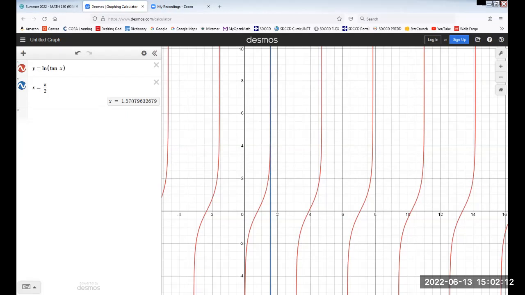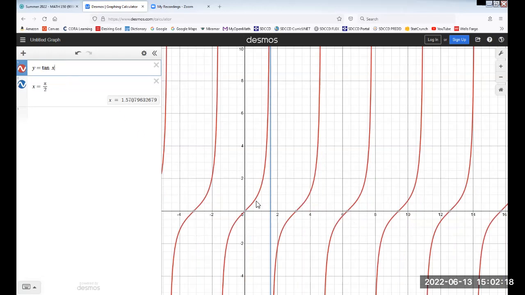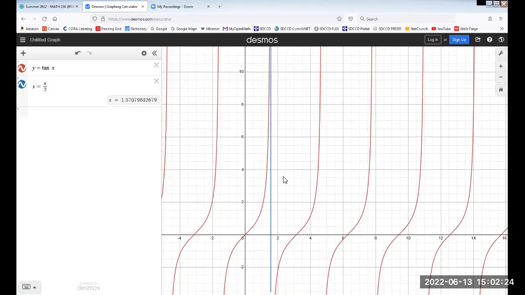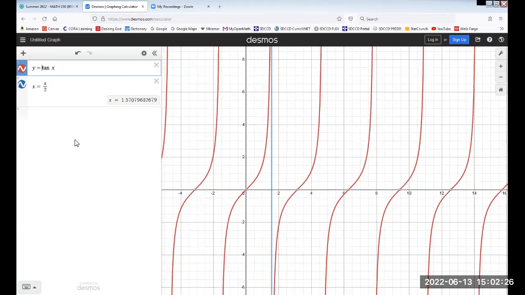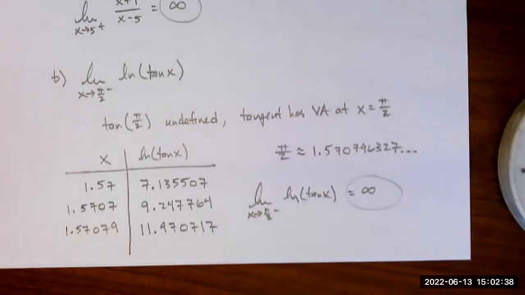Very cool. What is it like without the natural log? Now there's tangent. Okay, and tangent is just getting much, much bigger, much faster. But throw that natural log on and the numbers shrink quite a bit. All right, I like it.